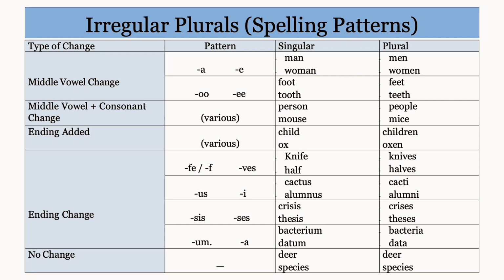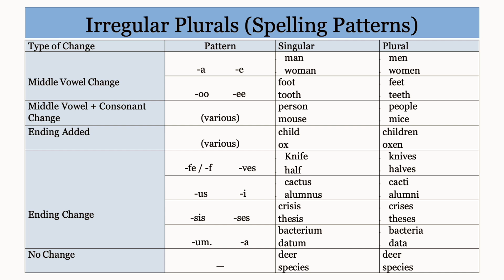Let's break down these spelling shifts. We have internal vowel changes like foot to feet, tooth to teeth. We have vowel and consonant mutations like person to people or mouse to mice. We add specialized endings like children.